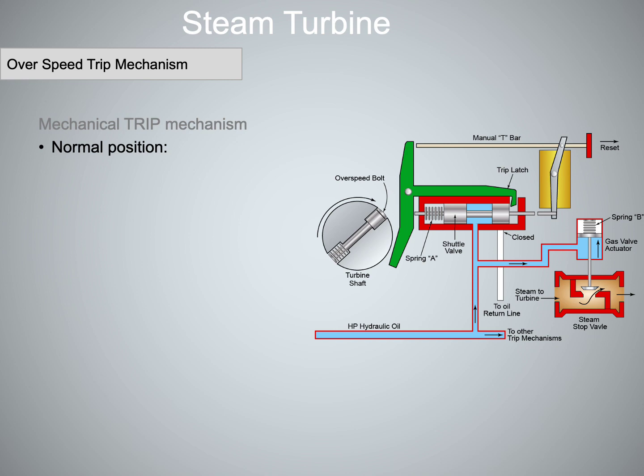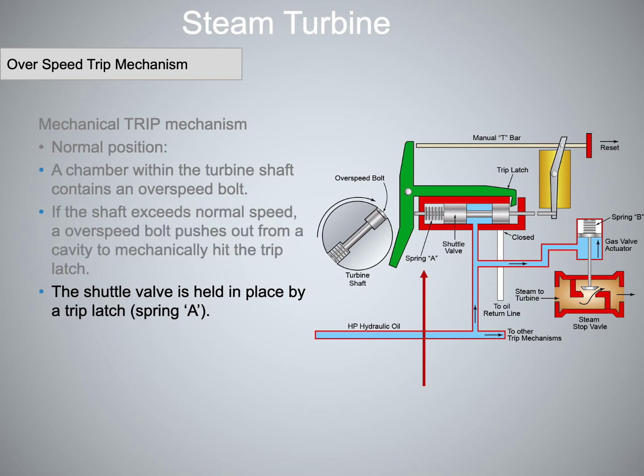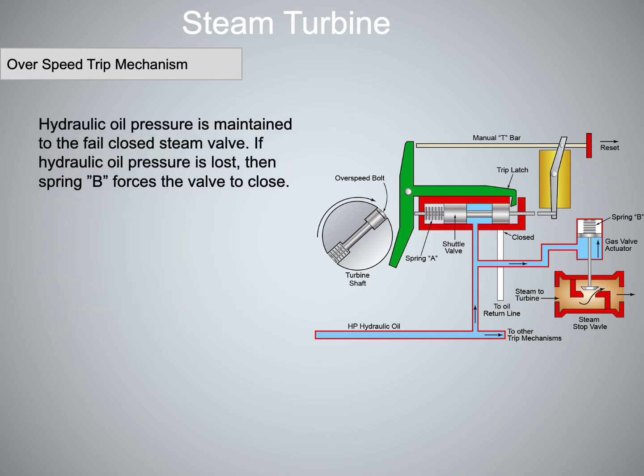Mechanical trip mechanism. Normal position. A chamber within the turbine shaft contains an overspeed bolt. The turbine shaft has an overspeed bolt that remains inside the cavity, and comes out excessively during overspeeding. The shuttle valve is held in place by a trip latch, spring A. The right end piston of the valve closes the oil dump line, so pressure between the two pistons is held. Hydraulic oil pressure is maintained to the fail-closed steam valve. If hydraulic oil pressure is lost, then spring B forces the valve to close.